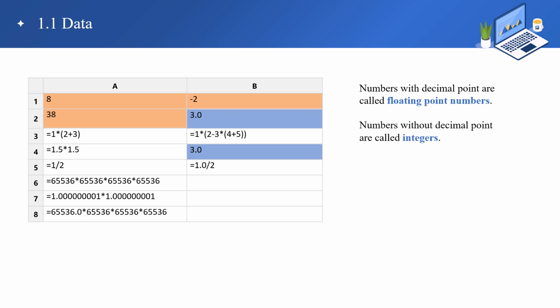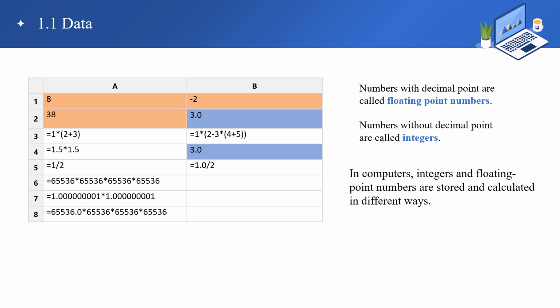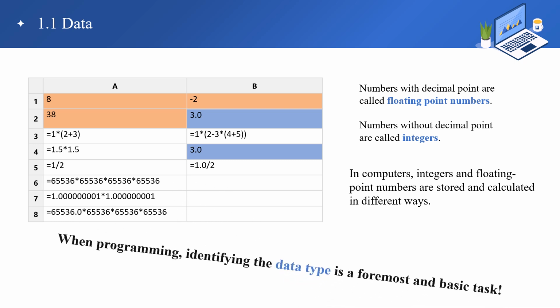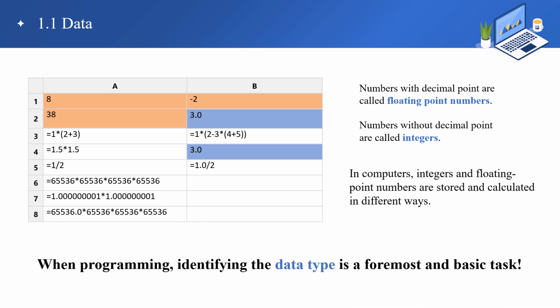When performing arithmetic operations, we usually don't care whether the numbers are floating point numbers or integers, as long as the result is what it is. However, when programming with a computer, the first thing we need to do is to determine the type of numbers to be calculated because different types of numbers are stored and calculated in different ways. If we get the data type wrong, the result may be wrong. Therefore, identifying the data type is a foremost and basic task.